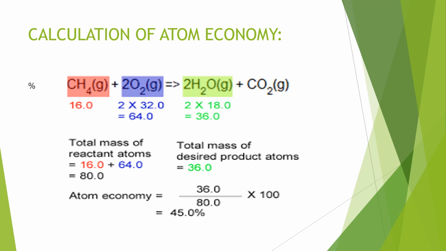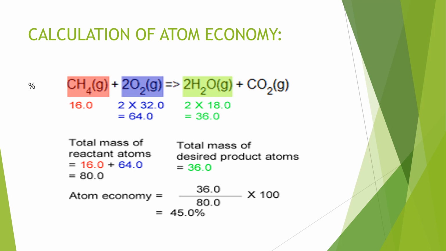What is the atom economy? Total mass of the desired product upon total mass of reactant atoms. Okay students? Total mass of the desired product upon total mass of reactant atoms, into 100. This is the atom economy which we can calculate.